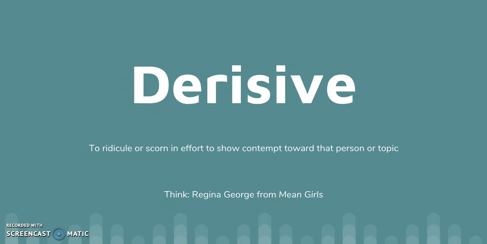The first one is derisive. When you are derisive, you're ridiculing or scorning something just to show your contempt towards that person or topic. So if you intentionally put down something that isn't that bad, you're putting it down because you personally don't like it, then you have a derisive tone. The best example of this is Regina George from Mean Girls. She is very derisive towards people just because she doesn't like that person or that topic or that thing.